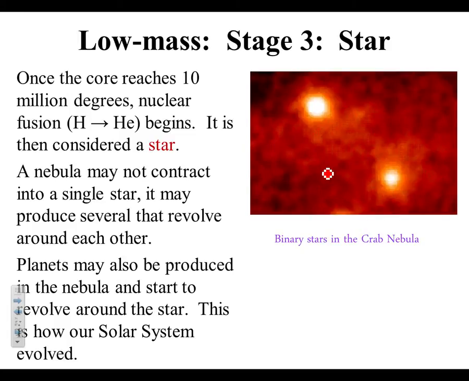A nebula might not just contract into a single star, it might produce several that revolve around each other. You can see this is a picture of binary stars that go around each other. And we'll have an astronomy project that will talk about those. You might also get planets produced in the nebula and start to revolve around the star. That's how our solar system formed. There wasn't enough mass for our planets to form into more stars. They just became planets. So we ended up having 1 star in our solar system and 8 planets, or maybe 9, whatever you agree with.